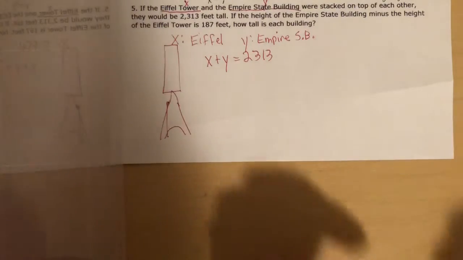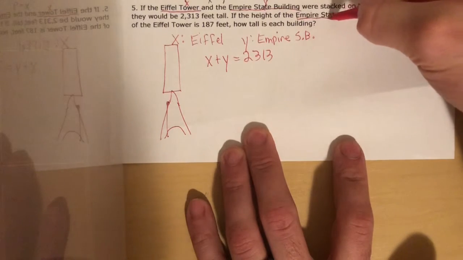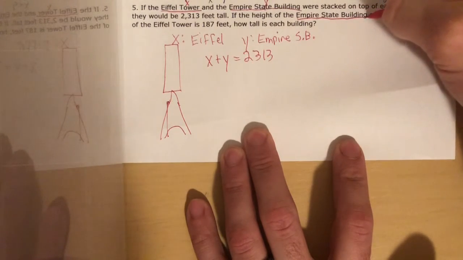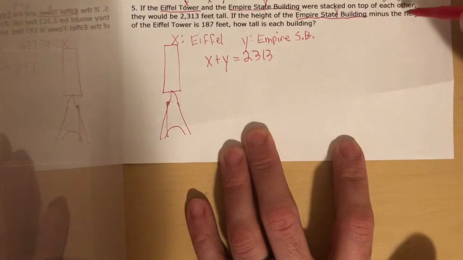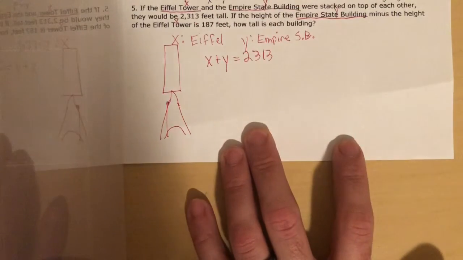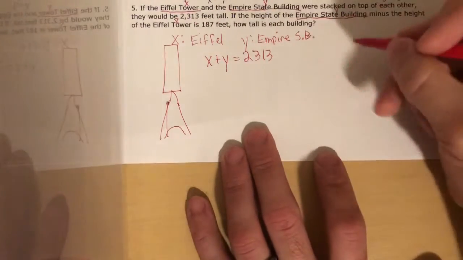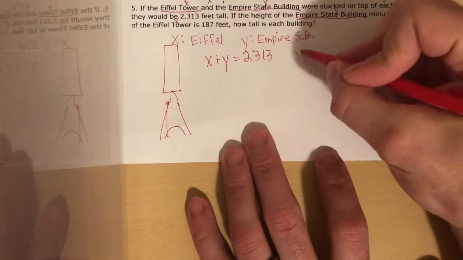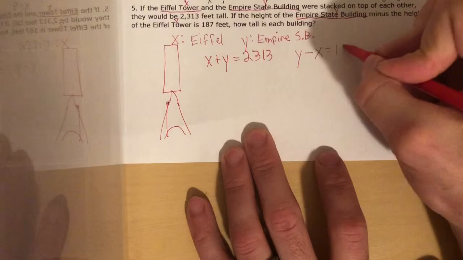Now for the next sentence, the height of the Empire State Building, which we identified as y, minus the height of the Eiffel Tower, x, is 187 feet. How tall is each building? Now that would be y minus x equals 187.